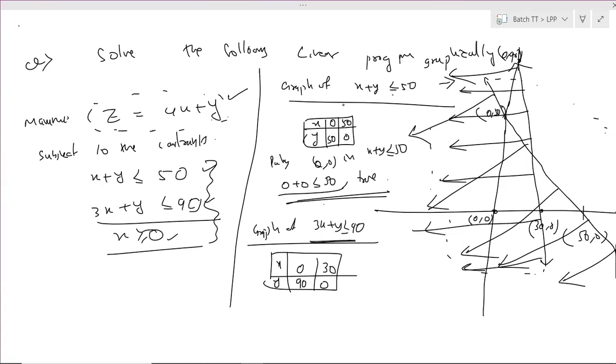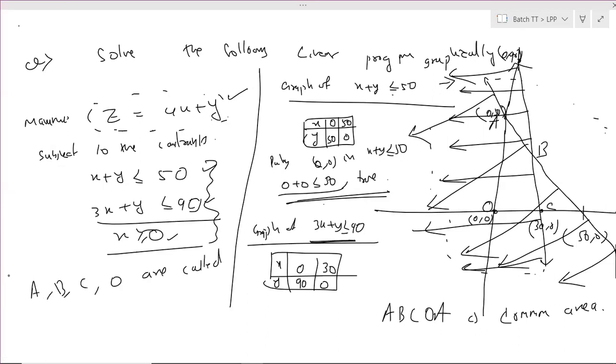And the third condition is x is positive, x greater than or equal to 0. So can I say the common area between these is this one? This is A, B, C and O. ABCO is the common area. Now all you have to do is find the coordinates of B. All the corner points, A, B, C, and O, are called corner points.